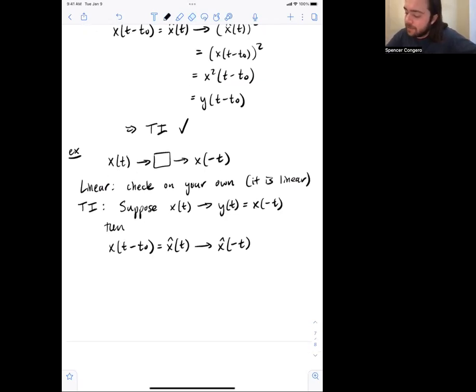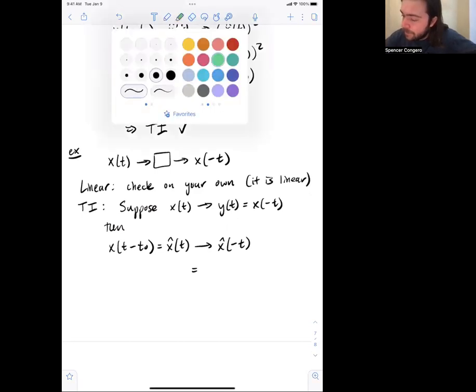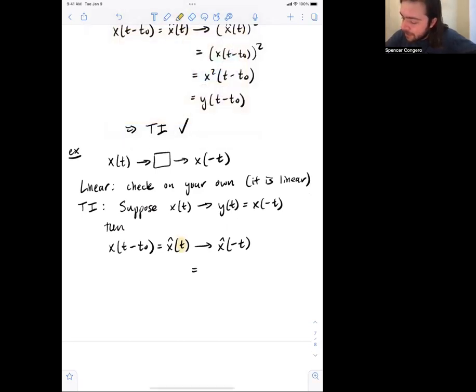So x hat of negative t, what is that? Well, look, all I'm doing here is plugging negative t into this argument. Everywhere I see that t, I'm going to plug in negative t. That's what it means to plug into a function. So what do I get? I'm going to get x of negative t minus t naught.